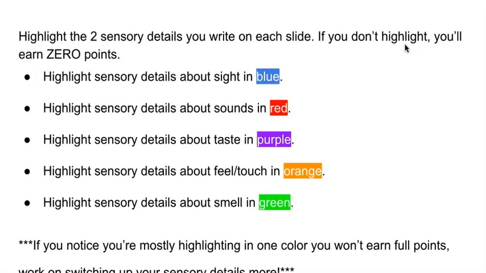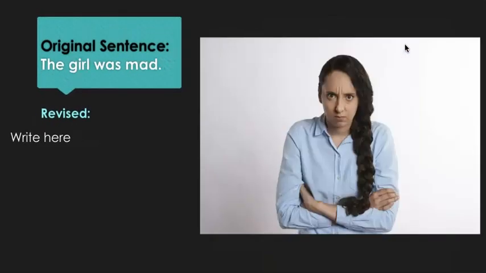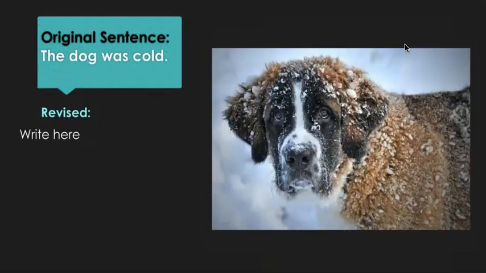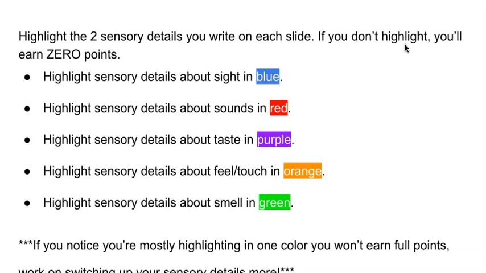Let's say that I was describing what something looked like, then I would highlight that in blue. What it sounds like in red, what it tastes like in purple, what it feels like in orange, and what it smells like in green. Look at the bottom. It says if you notice that you're mostly highlighting just in one color, that means you're not focusing on all 5 of your senses, and I wouldn't give you full points. I'm trying to get you to realize, am I actually focusing on different senses? I must see all 5 colors by the end of the assignment. In all of the pictures, as long as you've used all 5 colors by the end, then you'll probably get full points, as long as they were also creative.